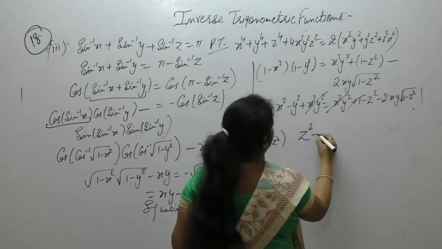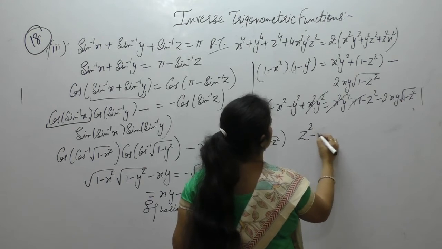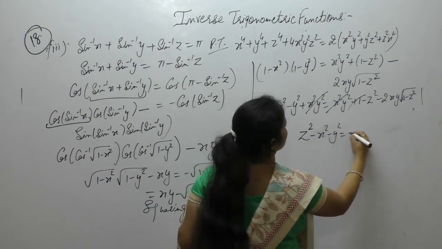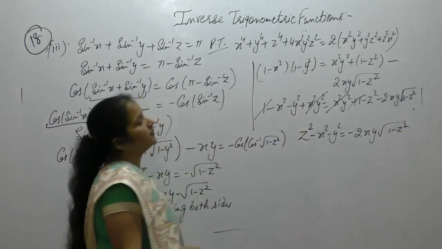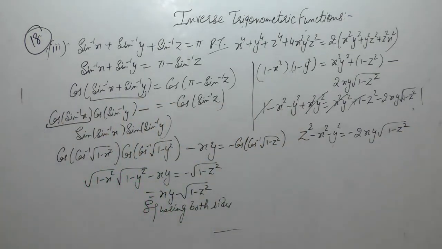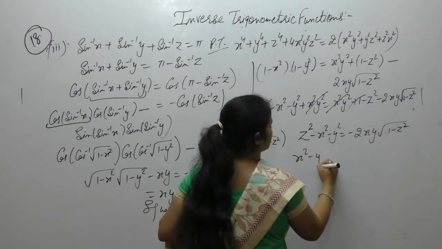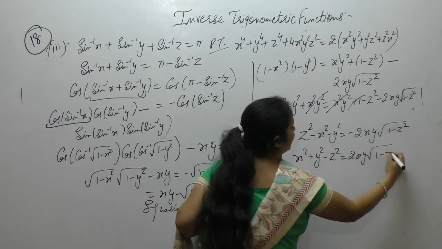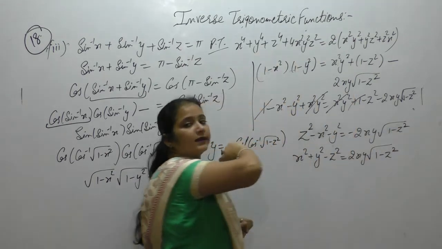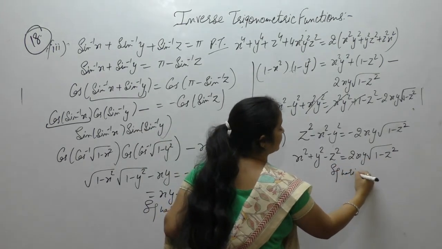So we get z square minus x square minus y square minus 2xy, this. We get it as this. Now if we take negative common, so we get x square plus y square minus z square equals 2xy, this. Now we want the power 4 here and there is a square root, so squaring once again.